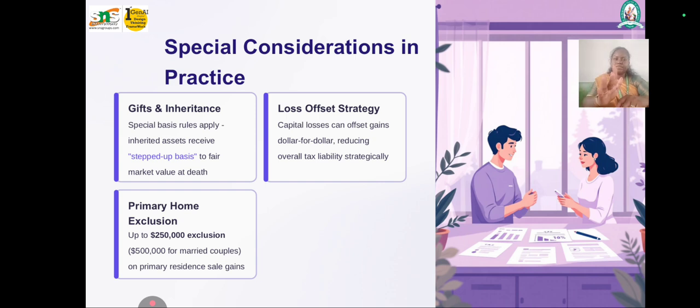Loss offset strategy includes that capital losses can offset gains dollar for dollar, reducing overall tax liability strategically. Primary home exclusion applies to gain on primary residence sales. So we have three considerations in the basic concept. One is gift and inheritance, another one is loss offset strategy, another one is primary home exclusion.